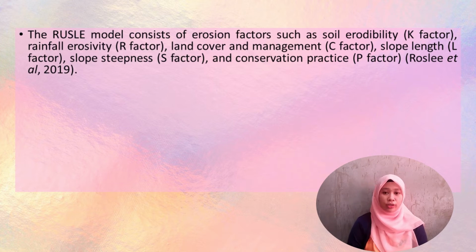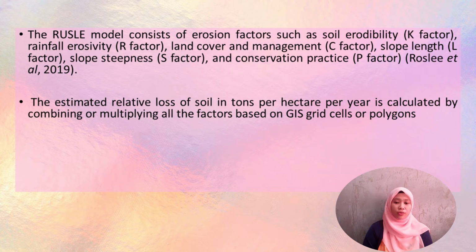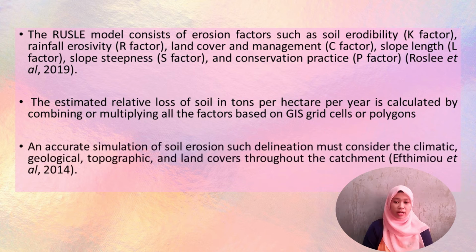However, the model consists of erosion factors such as soil erodibility, K factor, rainfall erosivity, R factor, land cover and management, C factor, slope length, L factor, slope steepness, S factor, and conservation practice, P factor. The estimated relative loss of soil in tonnes per hectare per year is calculated by combining or multiplying all the factors based on GIS, grid cell, or polygons. An accurate simulation of soil erosion, such as delineation, must consider the climatic, geological, topographic, and land covers throughout the catchment.